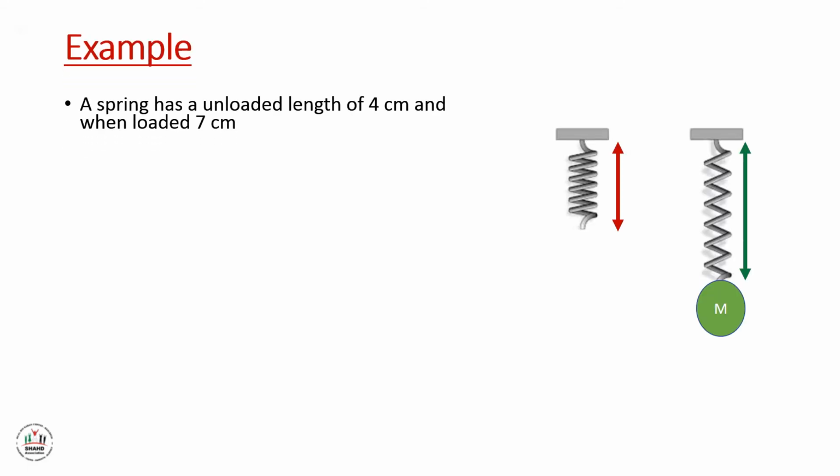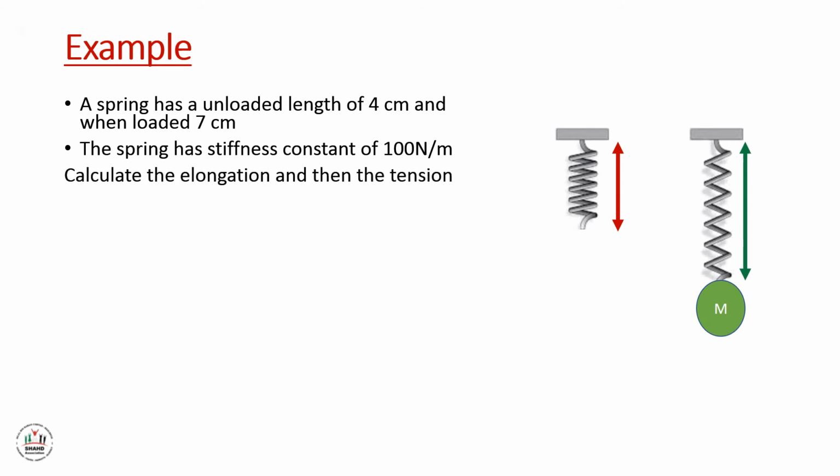Let's do the following example. A spring has an unloaded length of 4 centimeters, and when it's loaded, it has a length of 7 centimeters. The spring has a stiffness constant of 100 Newton per meter. We need to calculate the elongation and then the tension. First of all, let's write the given. The unloaded length, L0, is 4 centimeters. The loaded length, L, is 7 centimeters.